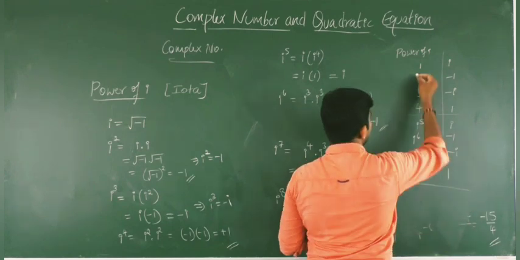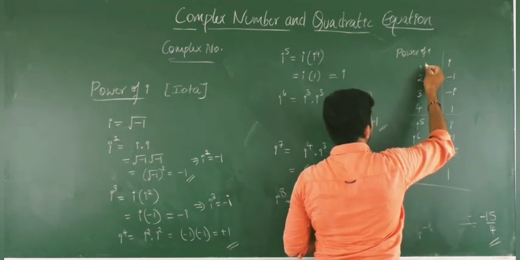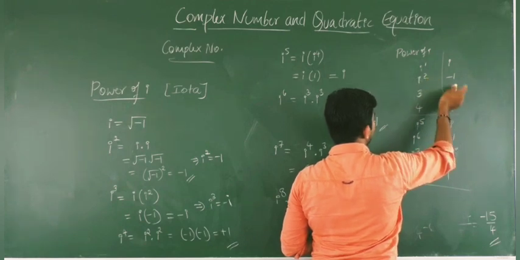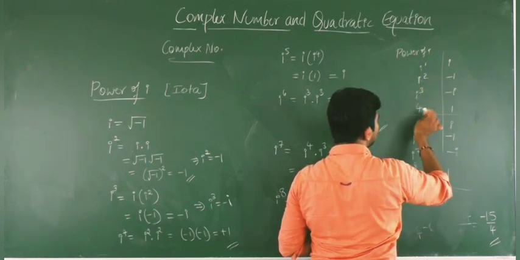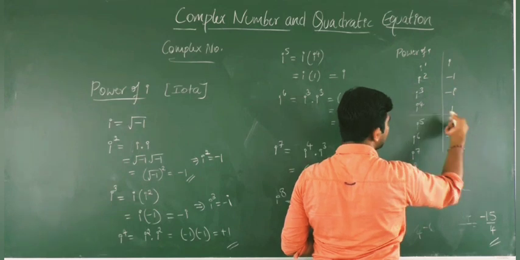You can observe, i to the power 1 is nothing but i, i to the power 2 is nothing but minus 1, i to the power 3 is nothing but minus i, i to the power 4 is nothing but 1.